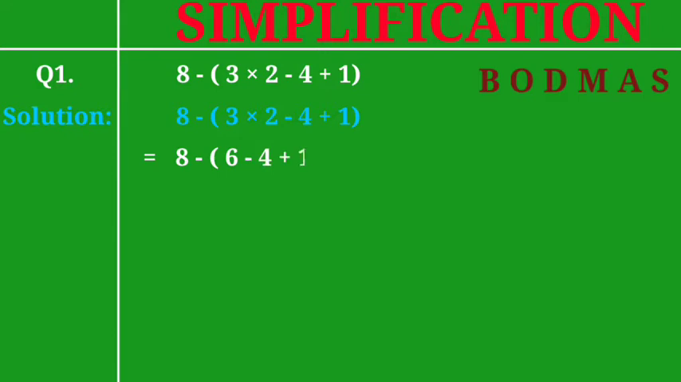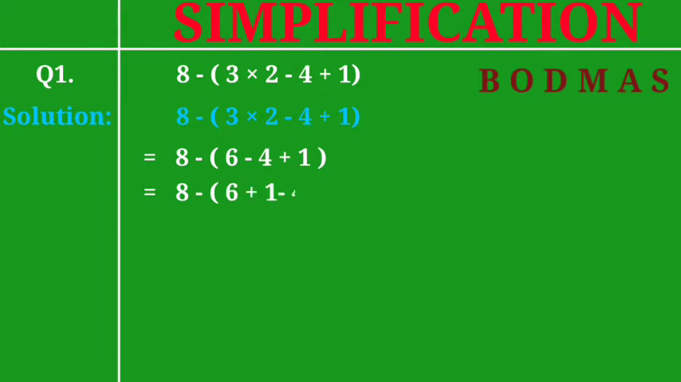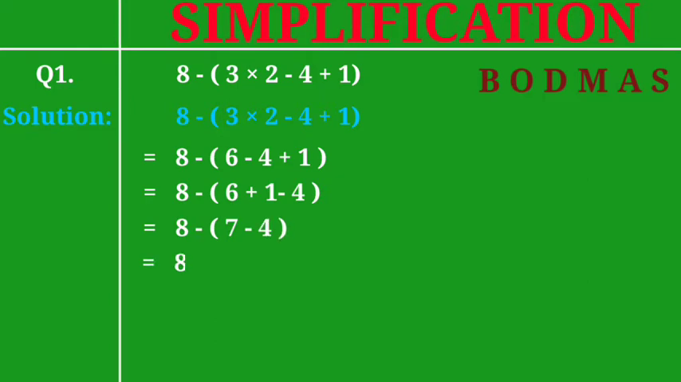Inside the bracket there is multiplication, so do multiplication first. 3 twos are 6, minus 4 plus 1. Again addition, that is 6 plus 1 minus 4. Then 6 plus 1 is 7, minus 4 gives you 3. Then subtract this 3 from 8, you finally get 5.